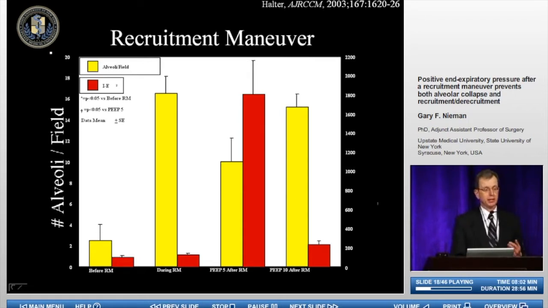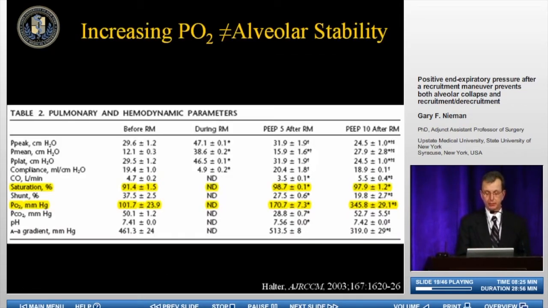We repeated the study with another group of animals. This time after the recruitment maneuver, we went from 5 to 10 of PEEP. And here you can see two things happen, both of them good. A, we lost very few alveoli with the addition of PEEP. Few alveoli de-recruited, but not very many. And more importantly, the alveoli we did recruit are now stabilized. And these stable alveoli, we feel, won't contribute to a ventilator-induced lung injury.